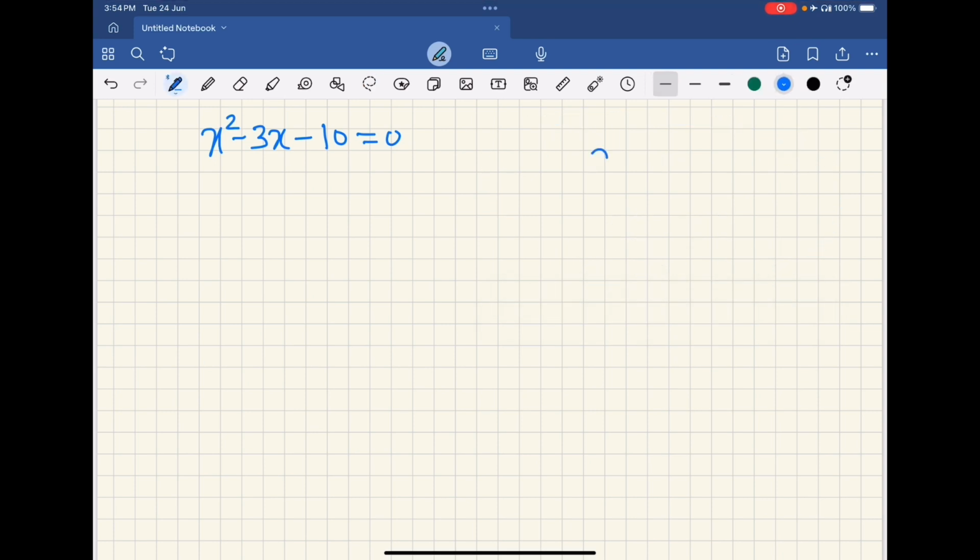So what is the product here? Coefficient of x square is 1. C is minus 10. So 1 into minus 10, so minus 10. Sum जो कि coefficient of x है वो क्या है? Minus 3. So let us write minus 3.